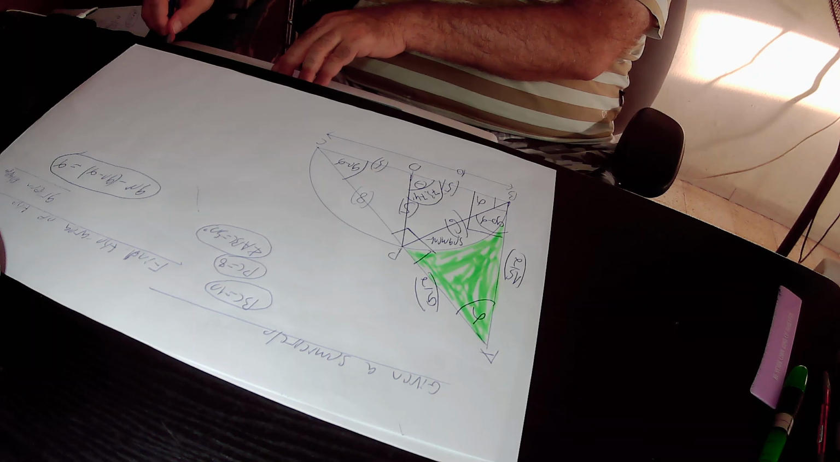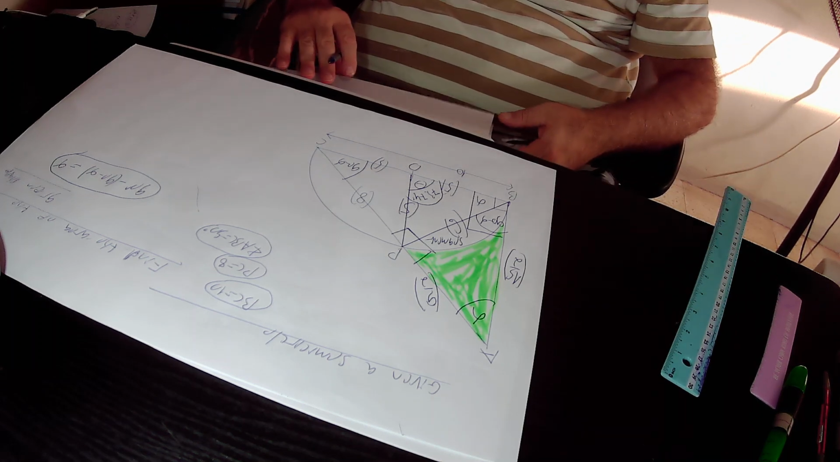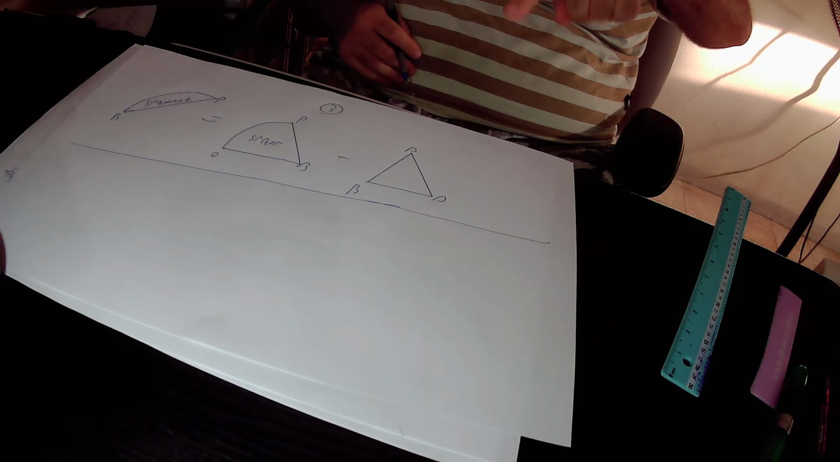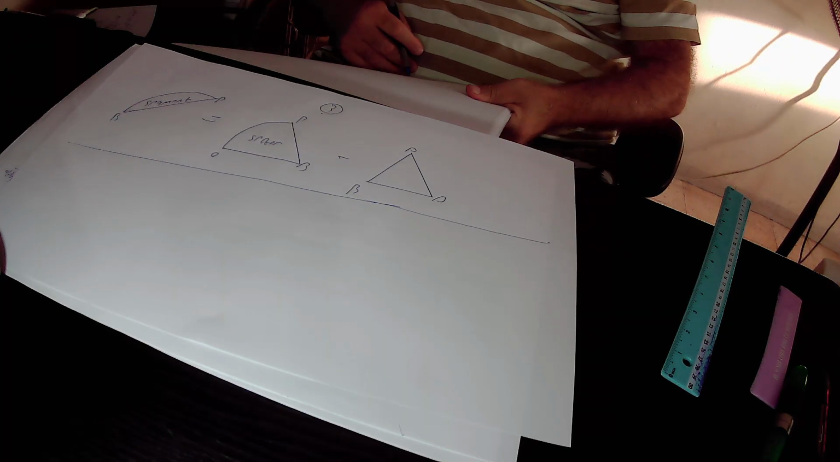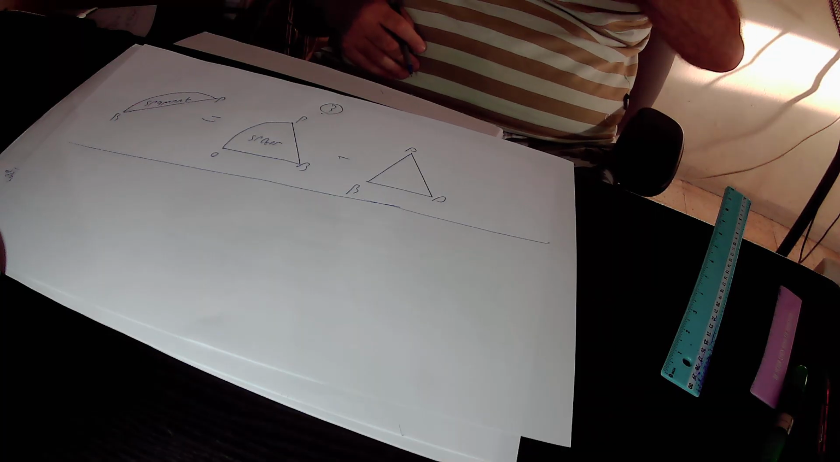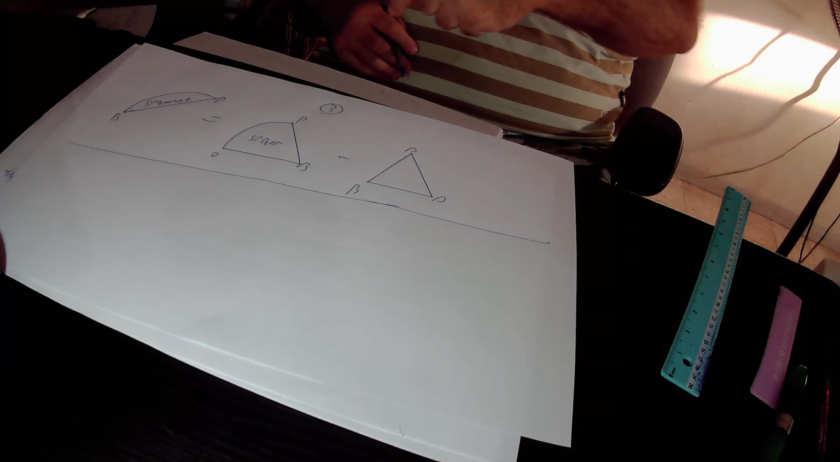So again, we should find out that the area of segment BP equals the area of sector BOP minus the area of triangle BOP. What is a sector? A sector is a portion of a circle with two radii and the arc between them.